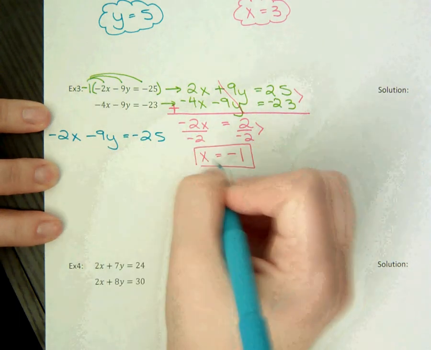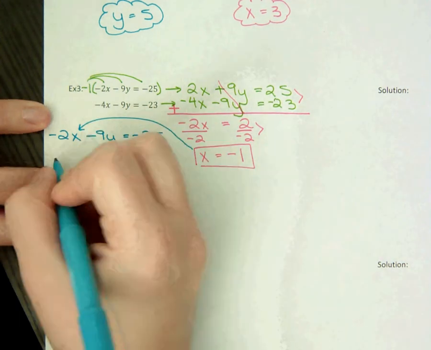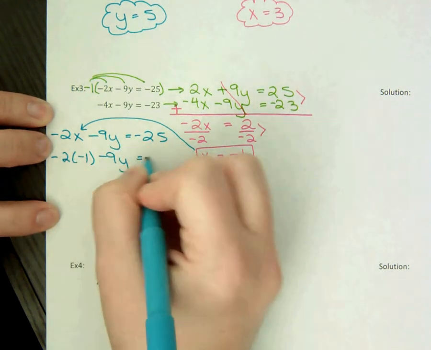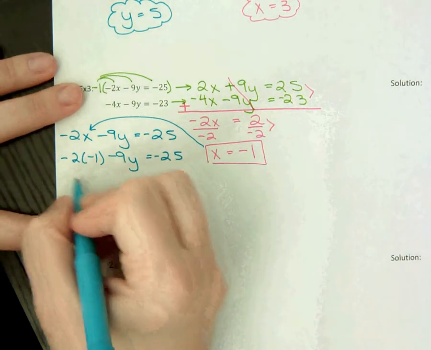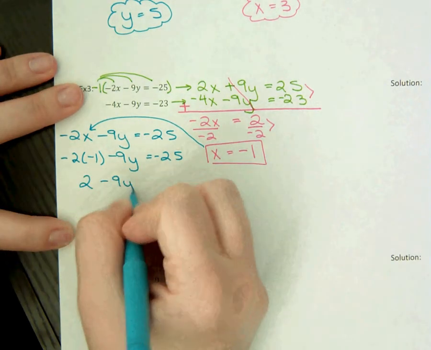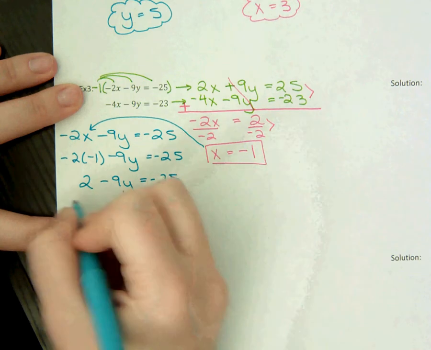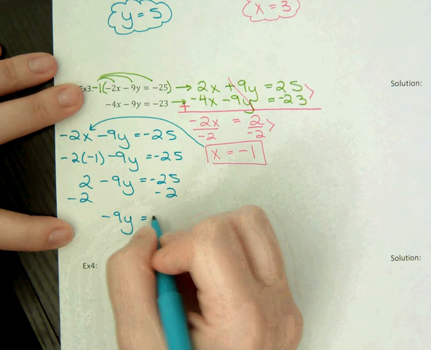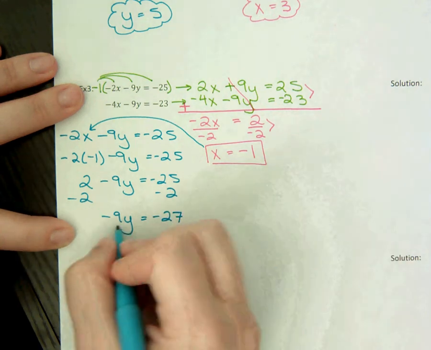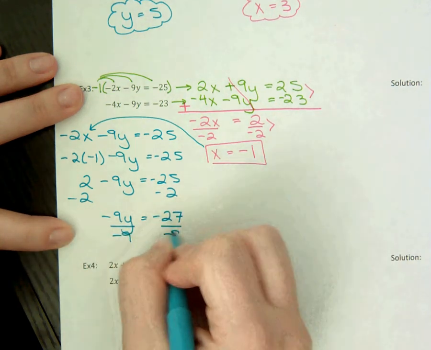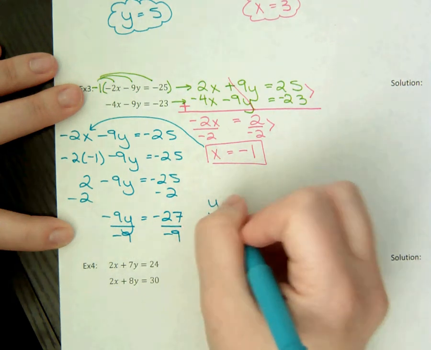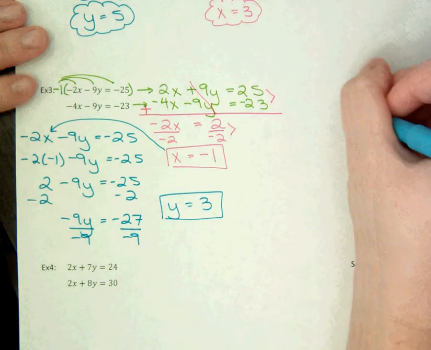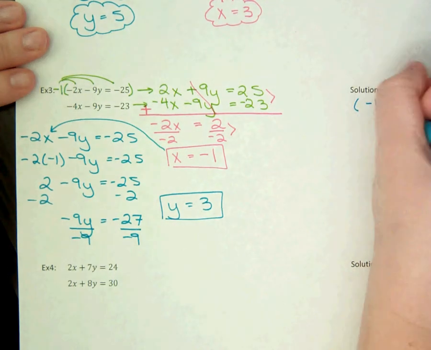I'm going to plug in negative 1 where I see x. So negative 2 times negative 1 minus 9y is negative 25. It's going to be positive 2 minus 9y is negative 25. Subtract 2, negative 9y equals negative 27. Divide by negative 9. We get y equals, that should be positive 3. And we'll write our solution as an ordered pair, x first, and then y.